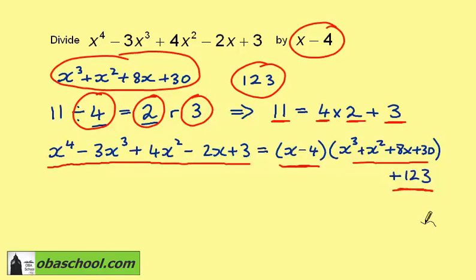The next example is dividing a polynomial by an expression which is not linear. And then we come back and look at this, that a polynomial is equal to the divisor times the quotient plus the remainder in that context. So it's important to remember this example.